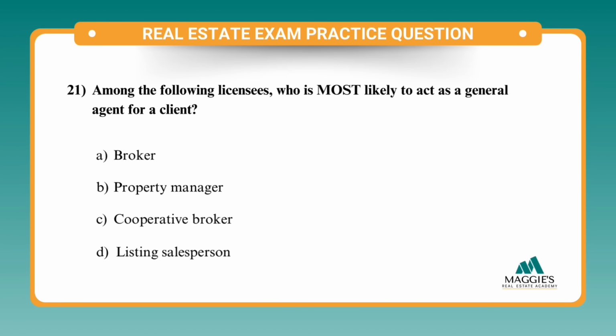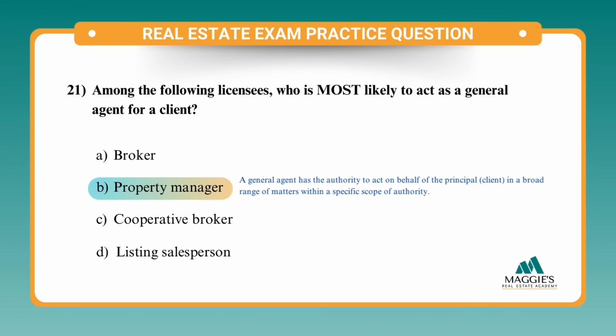All right, 21. Among the following licenses, who is most likely to act as a general agent for a client? Is it A, a broker, B, property manager, C, cooperative broker, or D, listing salesperson? The correct answer is B, property manager. A property manager is most likely to act as a general agent for a client. Here's why. A general agent has the authority to act on behalf of the principal or the client in a broad range of matters within a specific scope of authority.